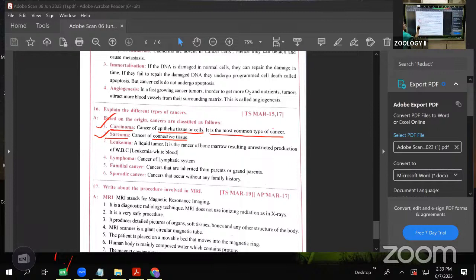Next, the third one is called leukemia. This is a liquid tumor, blood cancer. It is a cancer of the bone marrow resulting in unrestricted production of WBC. What is bone marrow? Bone marrow is a hemopoietic organ. What is a hemopoietic organ? Bone marrow.